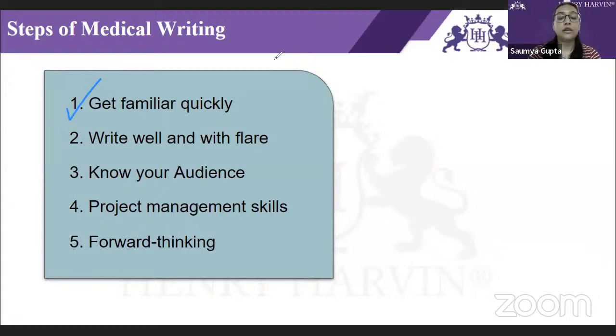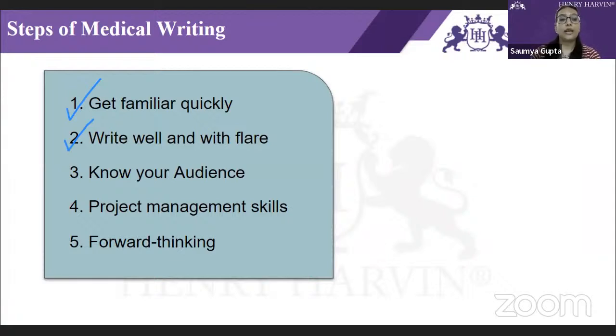Suppose you have to write a review article, then you should know what a review is, what the purpose of the review is, and how it is written, and also the topic on which you have to write. Suppose you have to write on cardiac arrest, then you should know what cardiac arrest is. Okay. Then write well and with flair. Writing well with flair indicates a logical flow of information. You cannot write the information in bits and pieces. You have to give a proper linear or logical flow.